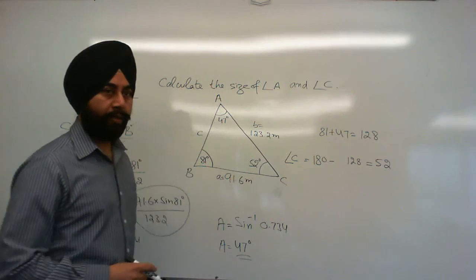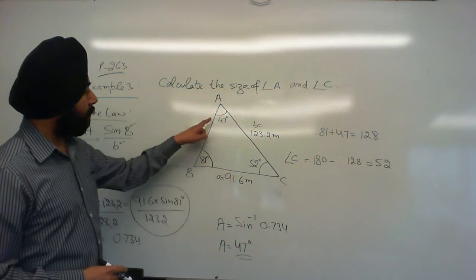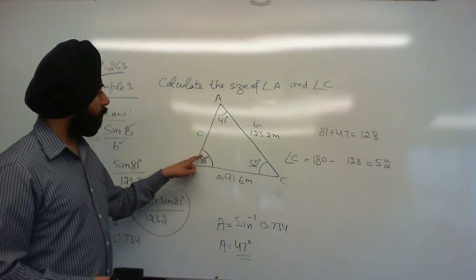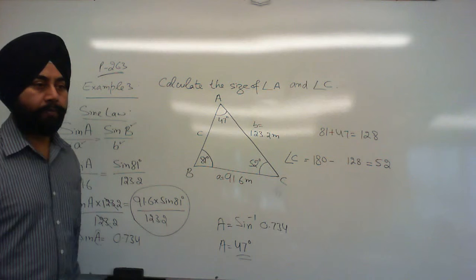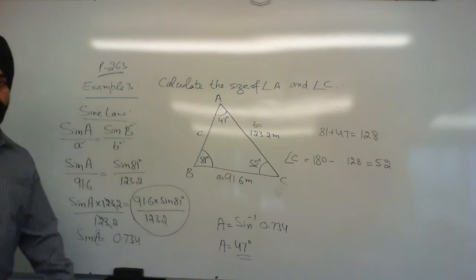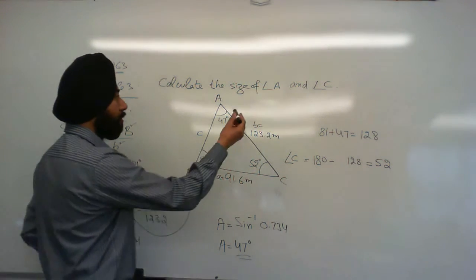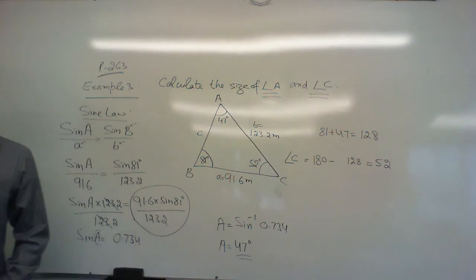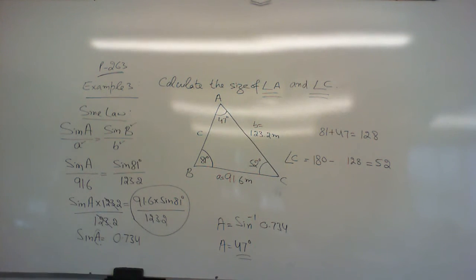To make sure that your answer is correct, you should add all three of them up. You can use your calculator to do that. Add 81 plus 47 plus 52. What do you get? 180. So that means this angle is 52 degrees, and that was the question. They were asking us to find angle A and angle C, and we have found them. Angle A came out to be 47, angle C came out to be 52 degrees. Right? Any questions?